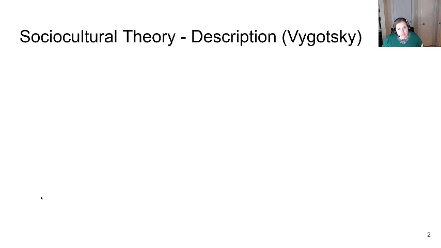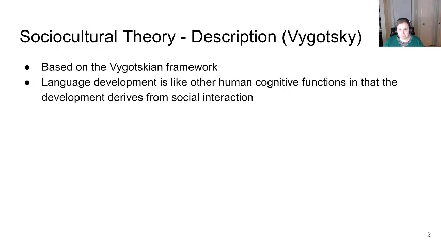So sociocultural theory. Our book goes through description and then claims slash assumptions, and then I actually include some samples. But here's the description based on what we see in the book. Vygotsky is the original proponent of sociocultural theory, ergo sociocultural theory in L2 acquisition is based on the Vygotskian framework, which says that language development is like other human cognitive functions in that the development derives from social interaction.